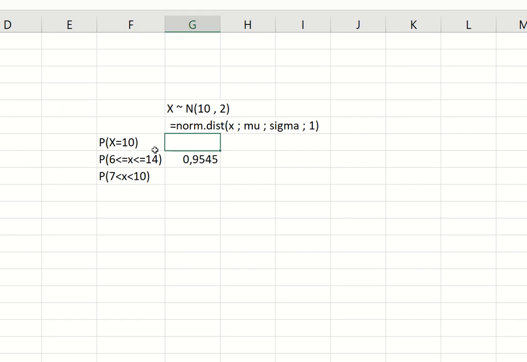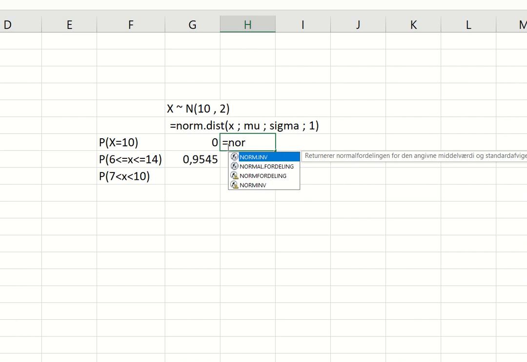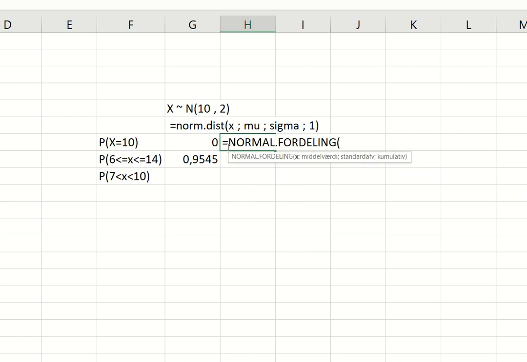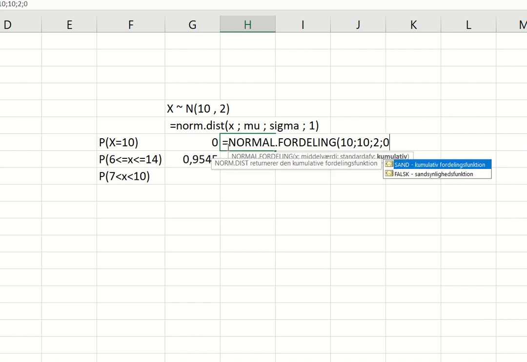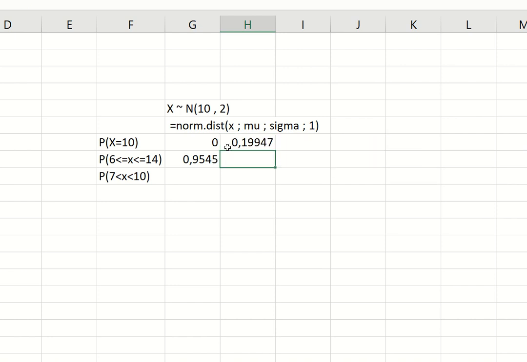Please note that the probability of x equal to 10 is exactly 0. Excel will cheat you here, because if we write normal distribution and we write 10 and we write the average of 10 and we say 2 standard deviations and write 0 here, it will come up with a positive number. That is plainly wrong. Never, ever, please, never, ever write a 0 here at the end. It must always be 1.